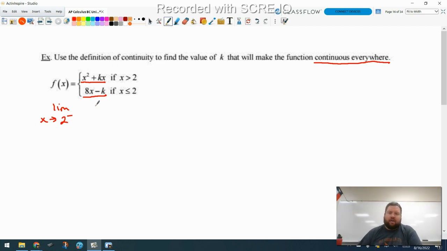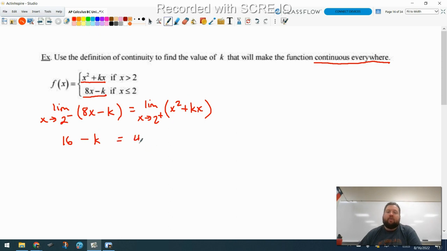All right, now they try to get tricky on us here, so be careful. The x is less than 2 is on the bottom here. So 8x minus k equals the limit as x approaches 2 from the right of x squared plus kx. So plug in 2 and I get 16 minus k. Plug in 2 and I get 4 plus 2k. I'm going to subtract 4 over here and get 12. I'm going to add k over here and get 3k. And so I end up with k equals 4.